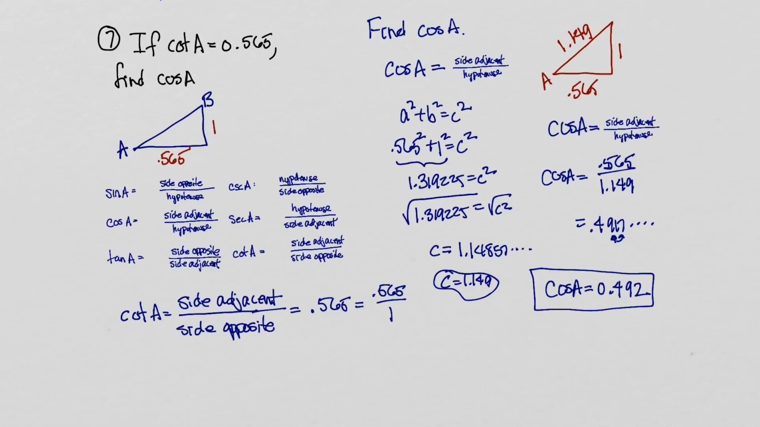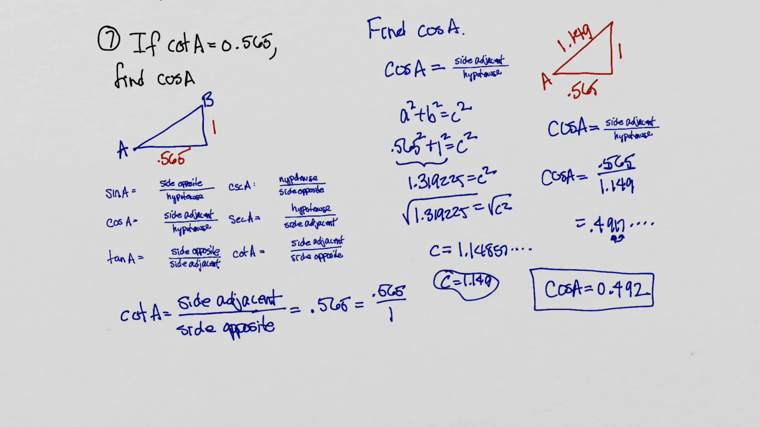Now, this problem number 7 is very much like the last one we did, but we have a cotangent here. So we're given that the cotangent is equal to this number, and what we want to do is find the cosine. So let's draw what we have here. Draw a right triangle, and we're given that the cotangent is this number, and by definition, if you're not sure about it, the cotangent is the side adjacent over the side opposite. So I'll do it down here. Cotangent is side adjacent over side opposite, which is this number. Write it over 1 because it's a fraction.